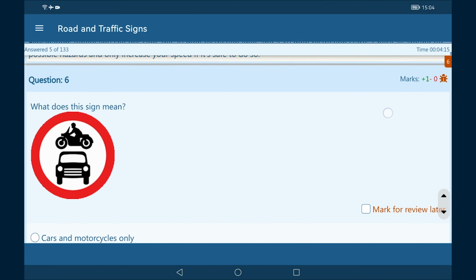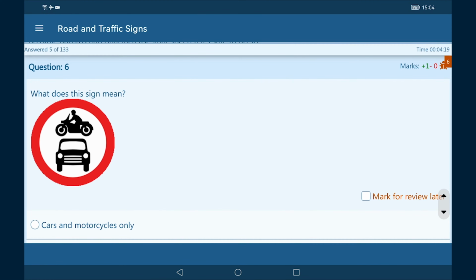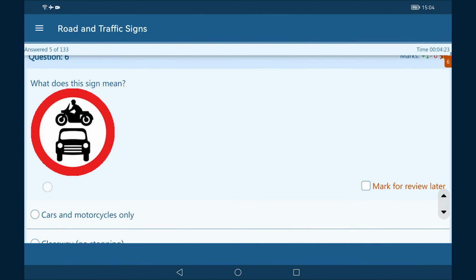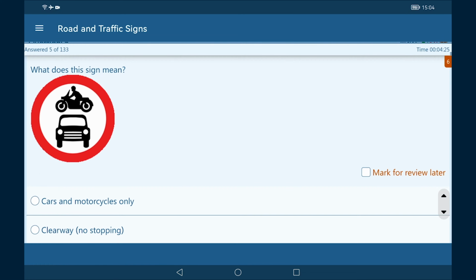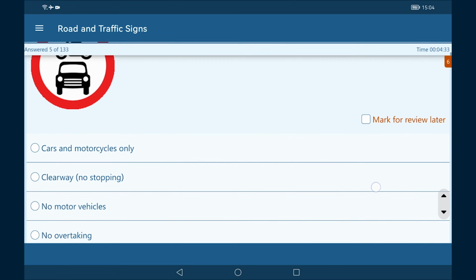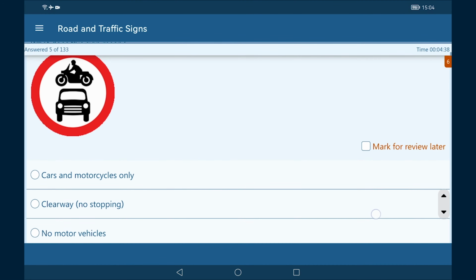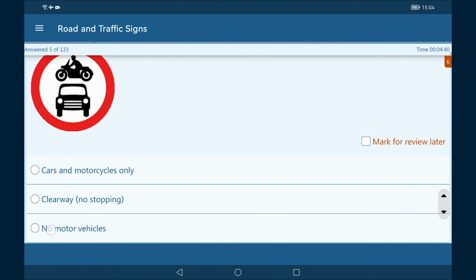Question 6. What does this sign mean? Option 1. Cars and motorcycles only. Option 2. Clearway. No stopping. Option 3. No motor vehicles. Option 4. No overtaking. The correct answer is Option 3, that is, no motor vehicles.